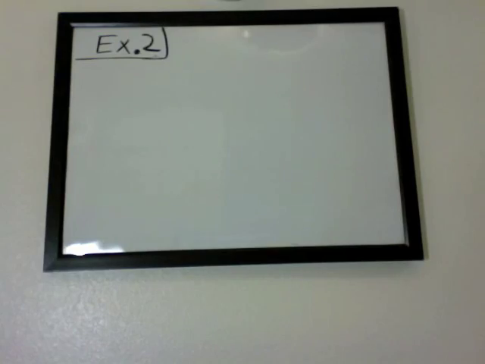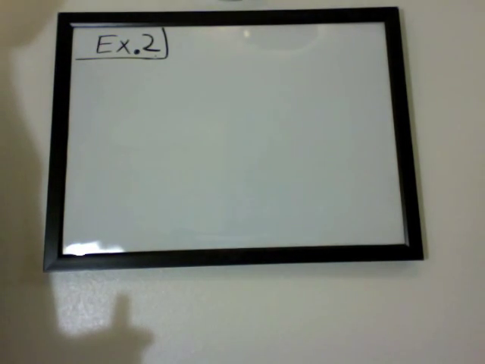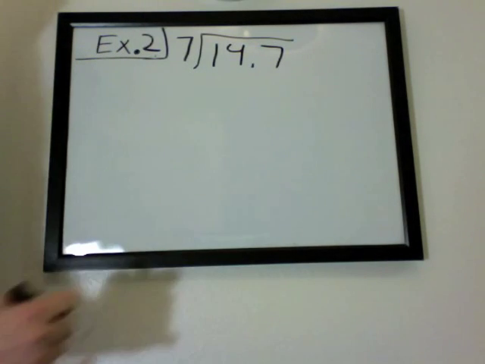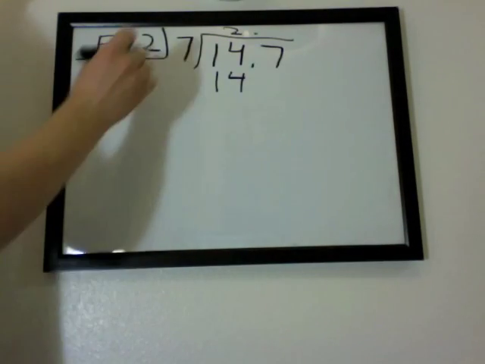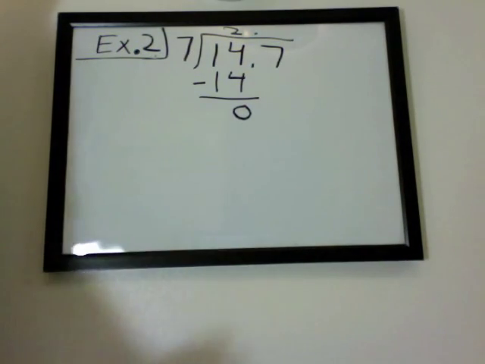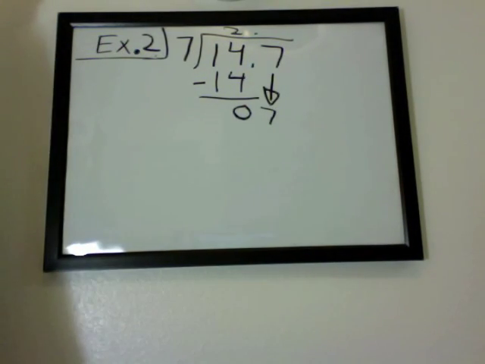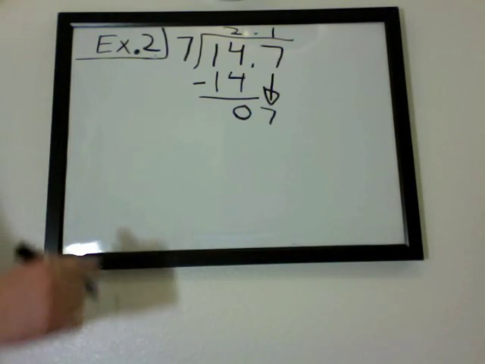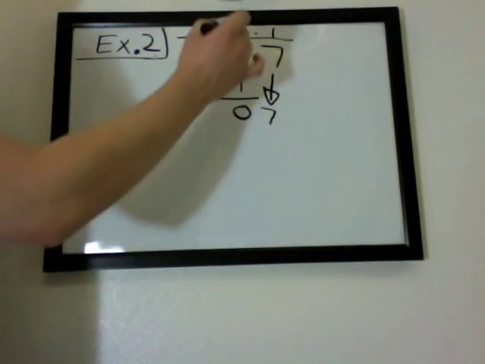Example number 2. In this example, we'll do 14.7 divided by 7. So 7 can go into 14 2 times. 7 times 2 is 14. If you subtract those, you get a 0. If you bring down your 7, then you will see that 7 can go into 7 1 time. 7 times 1 is 7. So your final answer for this one will be 2.1.